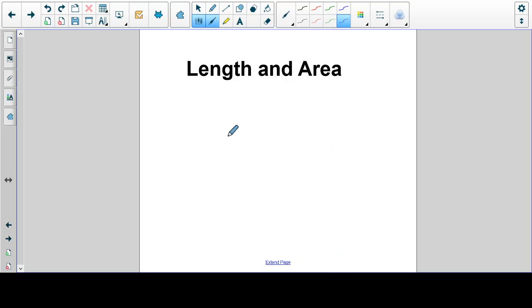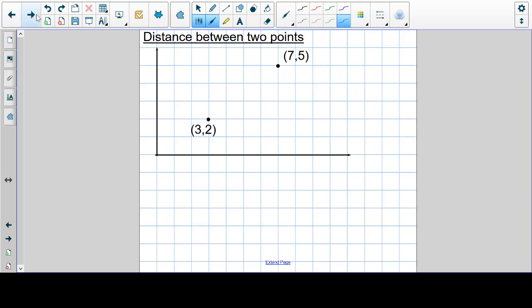Sometimes we need to find the length of a line segment, and if we know the coordinates together with that length, we must also be able to make a right angled triangle and find the area possibly of that triangle. So since when we've got two coordinates, we can make a right angled triangle. We're just using Pythagoras to find the length of the distance between them.